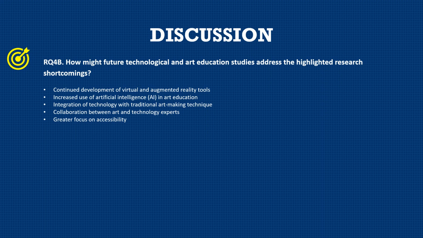Number 3, integration of technology with traditional art making techniques. While there is certainly value in teaching traditional art making techniques, technology can also be used to enhance and expand upon these techniques. For example, students could use digital tools to create and manipulate images before transferring them to a physical medium. Number 4, collaboration between art and technology experts. As technology becomes increasingly integrated with art education, we can expect to see more collaboration between artists and technology experts. This collaboration can lead to the development of new tools and techniques that are specifically tailored to the needs of art educators and students.